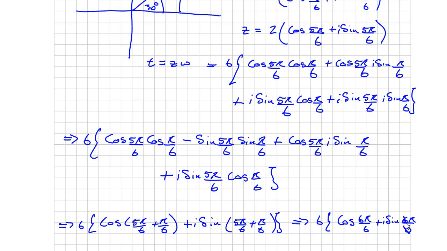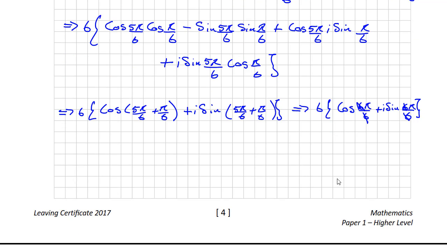We cancel out the 6's, and then that gives us, we have 6 times the cosine of pi, which is minus 1, plus i times the sine of pi, which is 0, and our answer is minus 6. Okay, so we're saying t in its simplest form is minus 6. And that is the end of question 2.